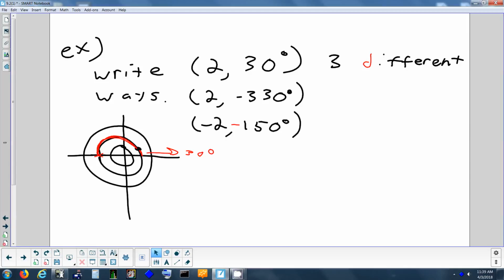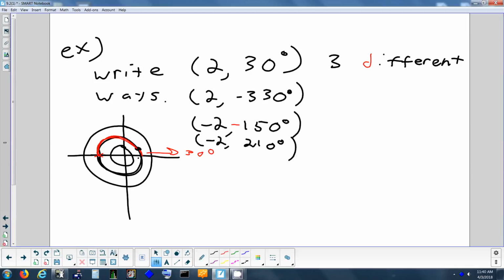Okay. And what about the last way? This would be the negative, positive. Negative, positive, yep. Negative 2, 210. Negative 2, 210. Yep, let's check it. So 2 units left. Go all the way around, but then you've got to go that 30 more. Perfect.